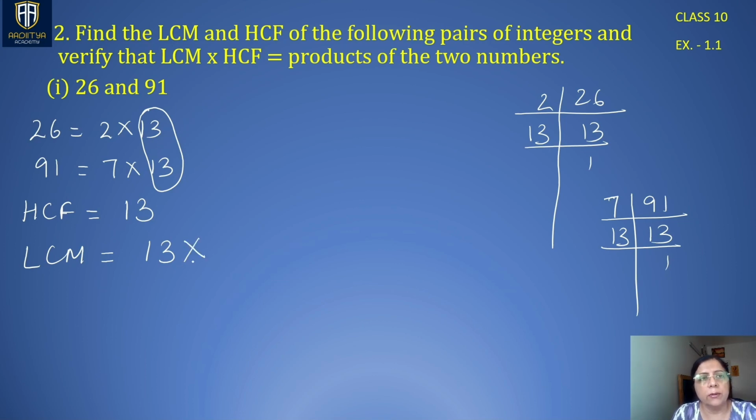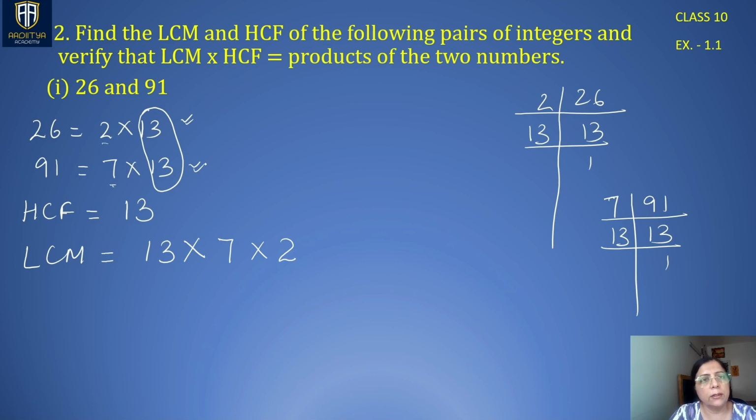Next, we look for numbers present in either of the factorizations, and write them in the maximum power in which they exist. Check for 7. 7 is there in 91, not in 26, but since it exists once, we write it here. Now both factors of 91 have been considered. Next, check 26. 26 has factors 13 and 2. 13 we have already taken, and we are left with 2. Since 2 occurs only once in 26, we write it once. So the product of 13, 7 and 2 is a number divisible by 26 and 91 both. It is a common multiple, right?